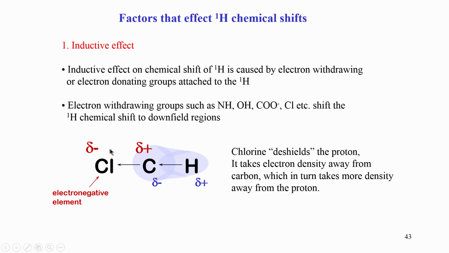So, because of this electronegative atom, which is highly electronegative, it pulls the electron from the carbon, and therefore how the electron cloud is distributed changes, and that in turn changes the electron density around this proton. So, this proton is also affected indirectly because of the electronegative effect of this chlorine. This can happen with other electronegative atoms like nitrogen, oxygen, carboxylate groups and so on.